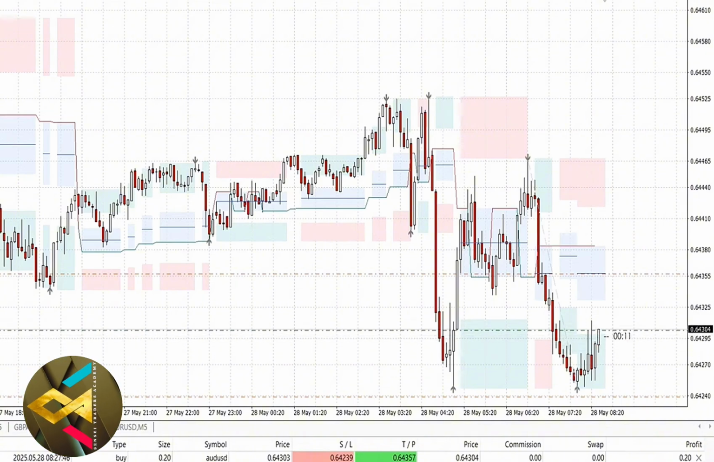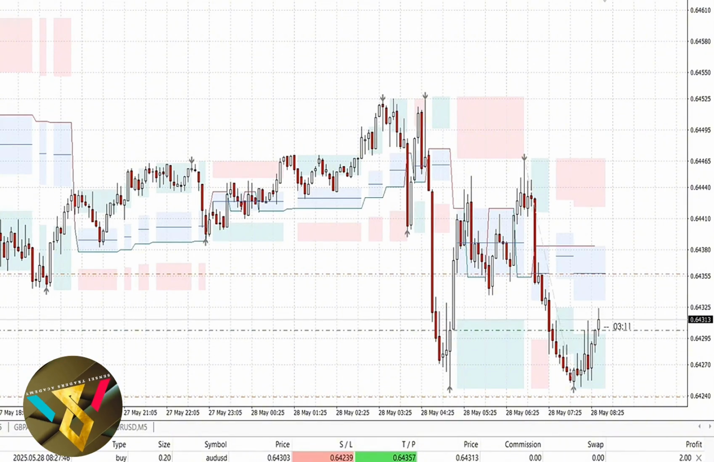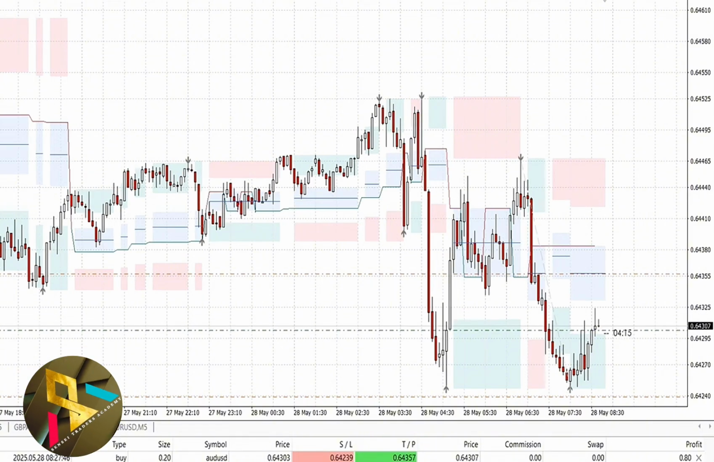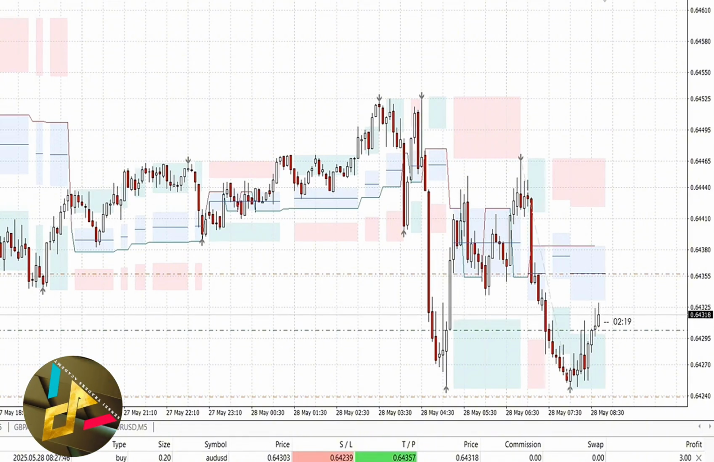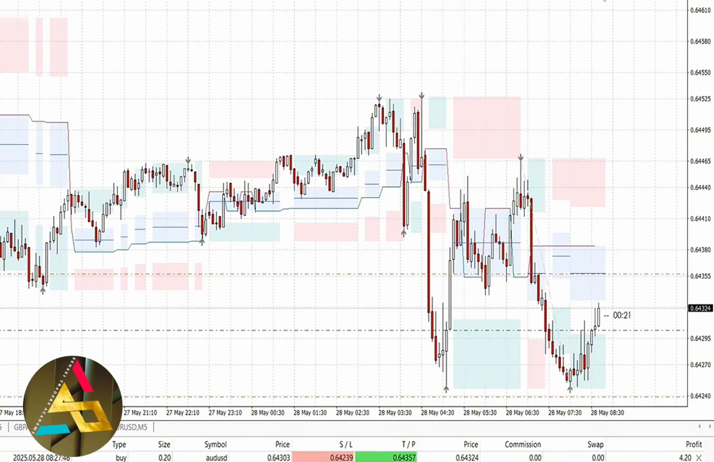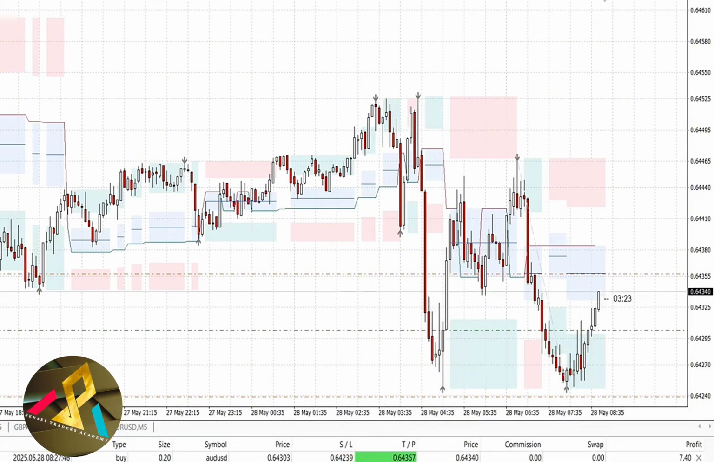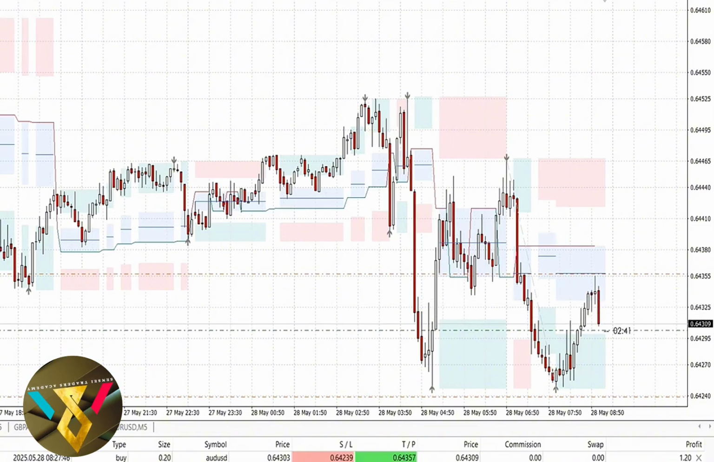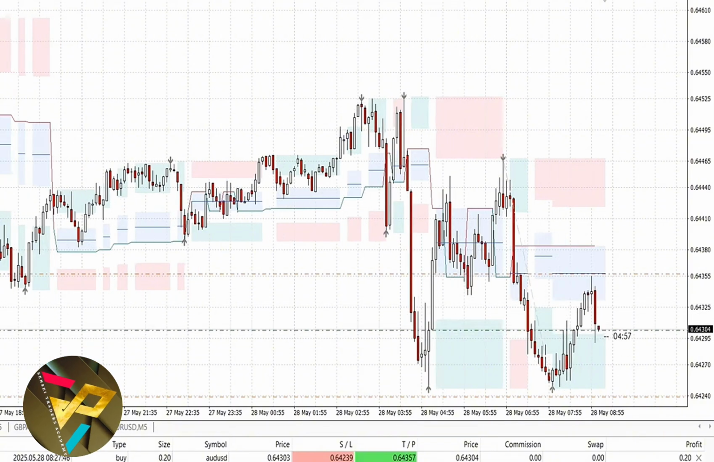Entry was placed right after the confirmation, and for stop loss, I used the red Fibonacci trailing line, which is just below the zone, helping us protect our capital while staying in the trade. For the take profit, I'm targeting the next red supply zone as shown on the chart. This gives us a good risk to reward ratio, and if the market continues moving in our favor, I'll also trail the stop to lock in profits.